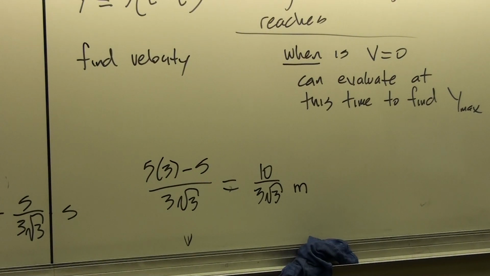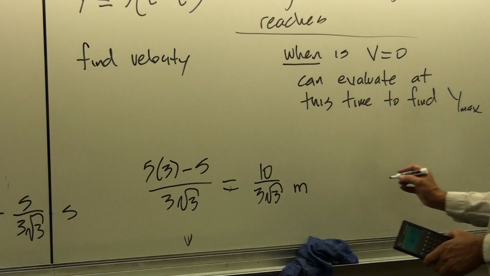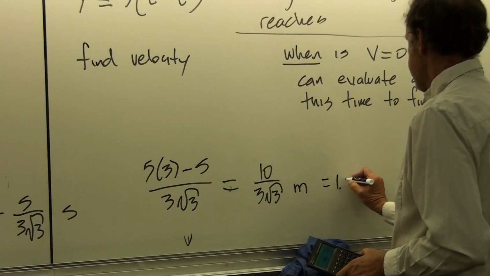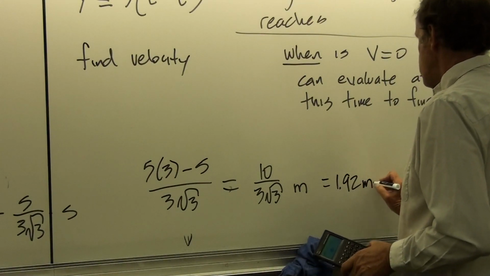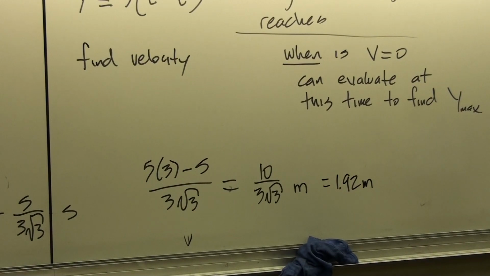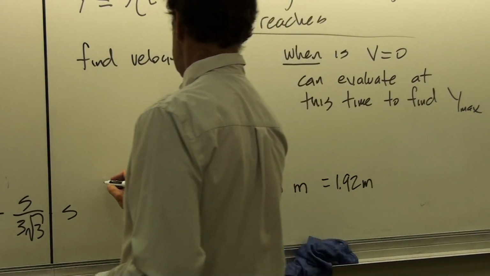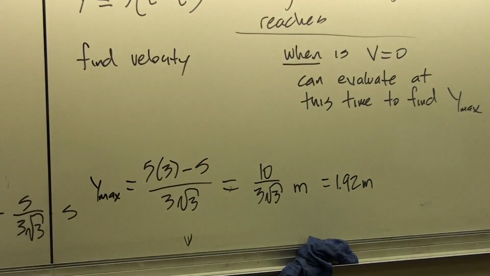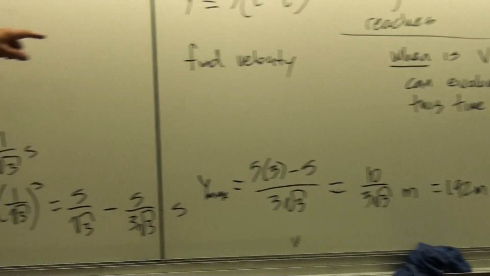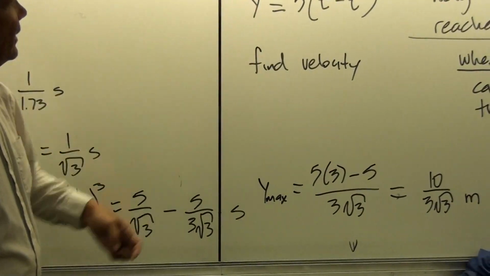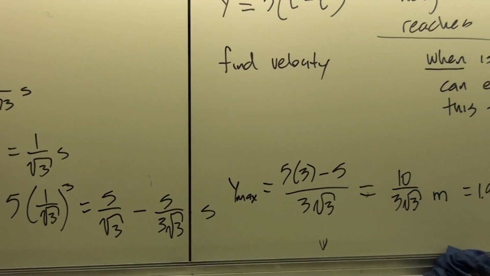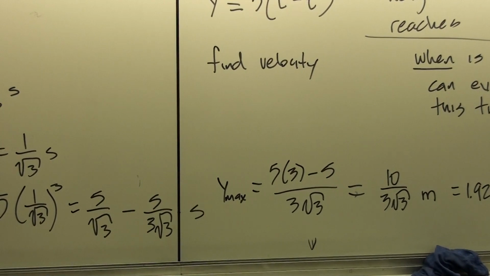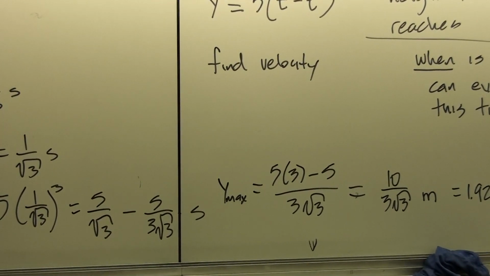So that gives us a final result of 1.92 meters. And so that then would be the maximum height of the rocket, let's say, or whatever this was, that had that third order polynomial expression for y.